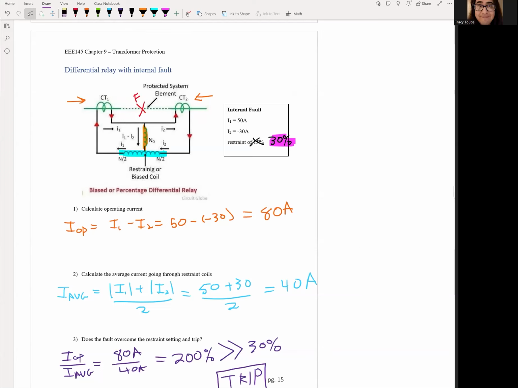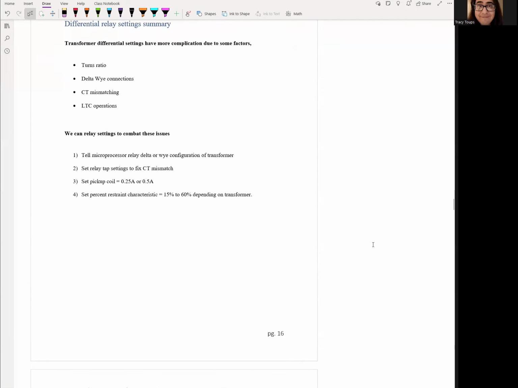Okay. So just to sum everything up we talked about today, because we did go over a lot: transformer differential settings are more complicated due to a turns ratio they have to fight, the delta to Y connections, which offer a 30-degree phase shift, and CT mismatching, because we won't get those perfect CT ratios we calculated. We're at the mercy of the manufacturer. LTC operations will always kind of change that turns ratio a little bit. So we have the restraint coil to help with LTC operations and CT mismatch. We've got tap settings for the CT mismatch itself.